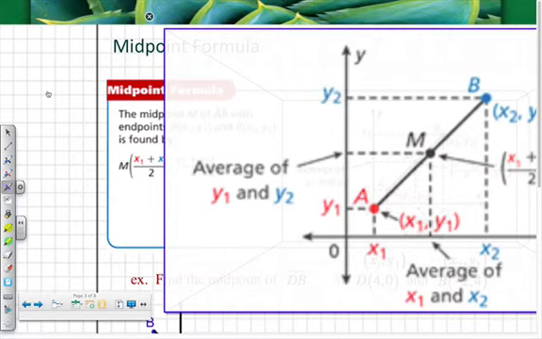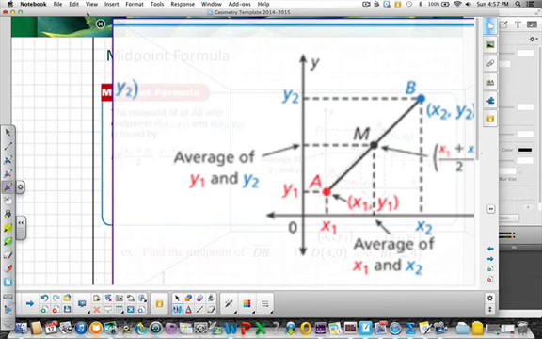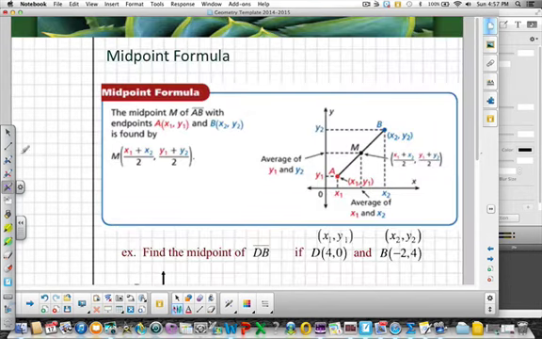Alright, I can't get out of this thing. There's my x. Here we go.